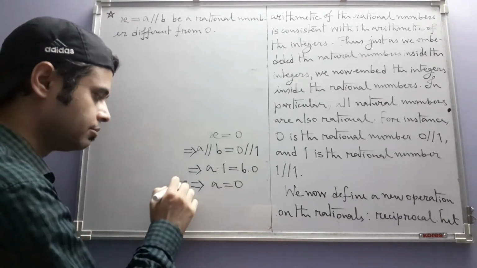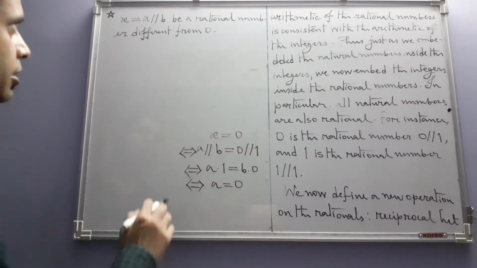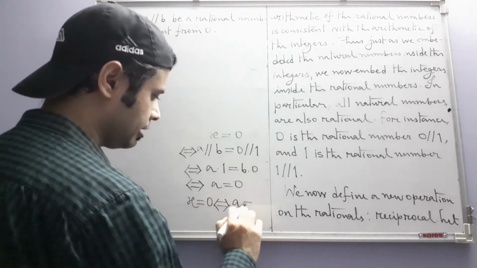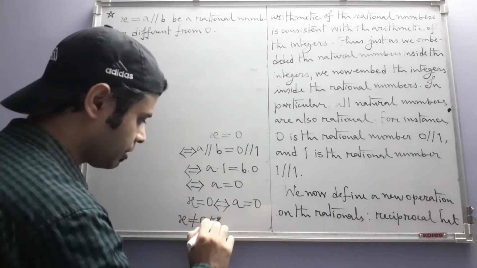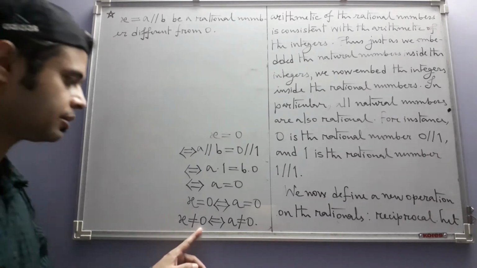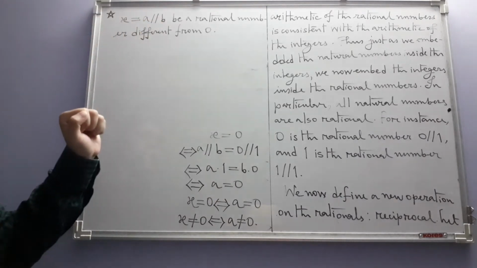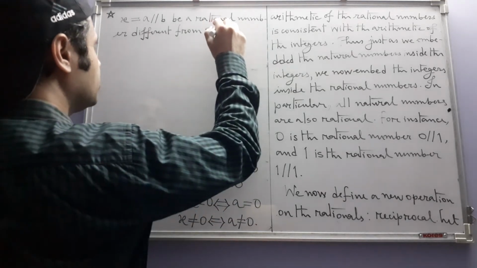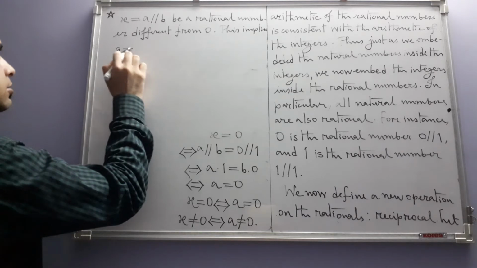Conversely, if a is 0, then we have this, this gives us this, and this gives us this. That means the rational number x is 0 if and only if a is equal to 0, or equivalently x is non-zero if and only if a is non-zero. Okay, so if a rational number is non-zero, its first component has to be non-zero, and conversely, if the first component is non-zero, the rational number is non-zero. So here it is given that the rational number is different from 0. This implies a is not equal to 0.